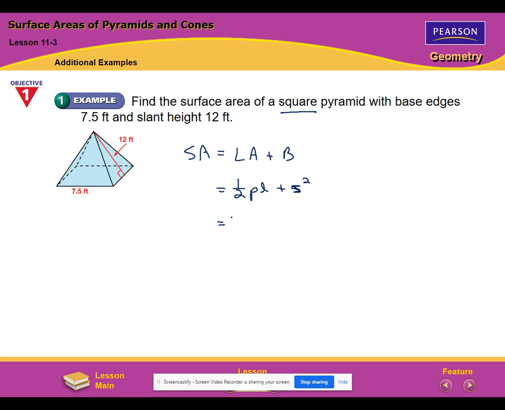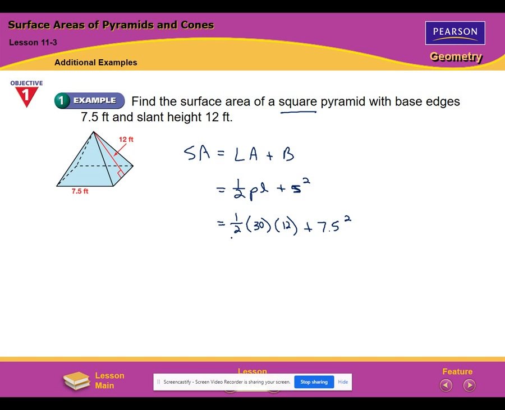Now, you may not write this line, but make sure you plug in all the numbers accurately. The perimeter would be 7.5, 7.5, 7.5, and 7.5. That would be 7.5 times 4, which is 30. The slant height is this 12 right here. Notice where it is. Notice it's not the height. The height would be like this, right? And if it was like this, we'll see on the next example, we would actually have some more calculating to do using the Pythagorean theorem. Back to the formula. Plus, the area of a square is just the side length squared, 7.5 squared.